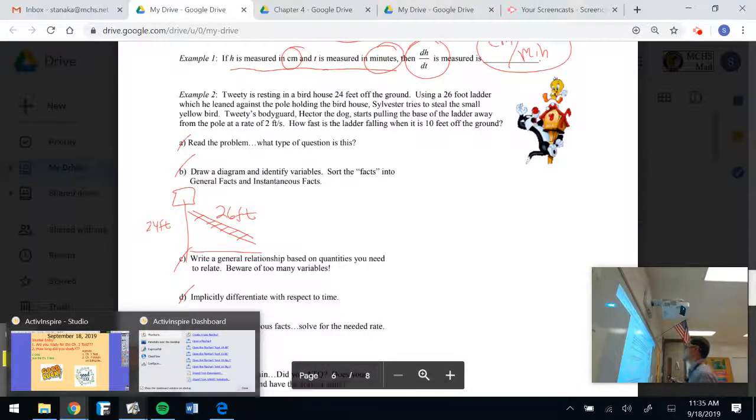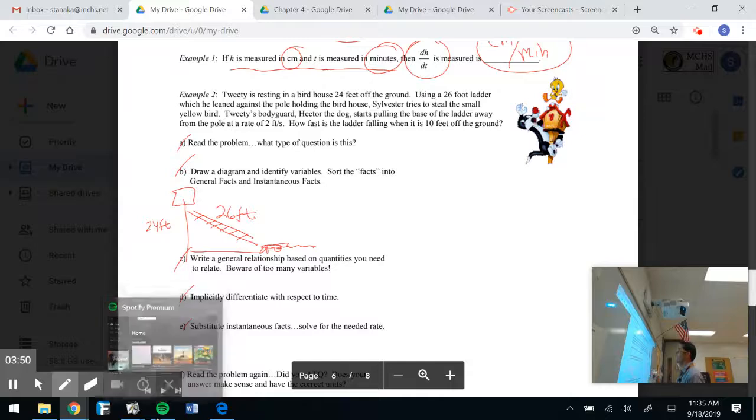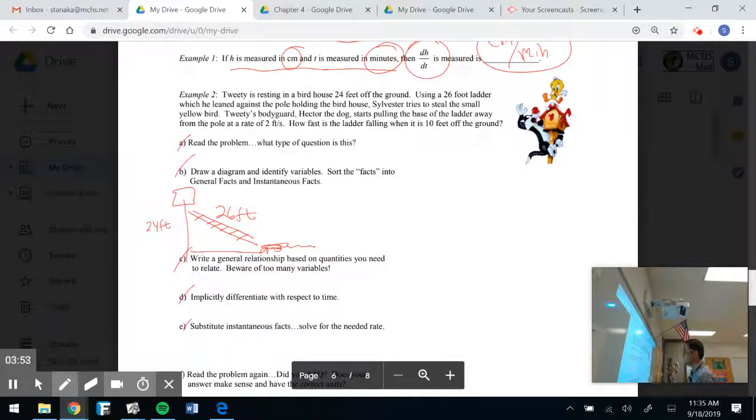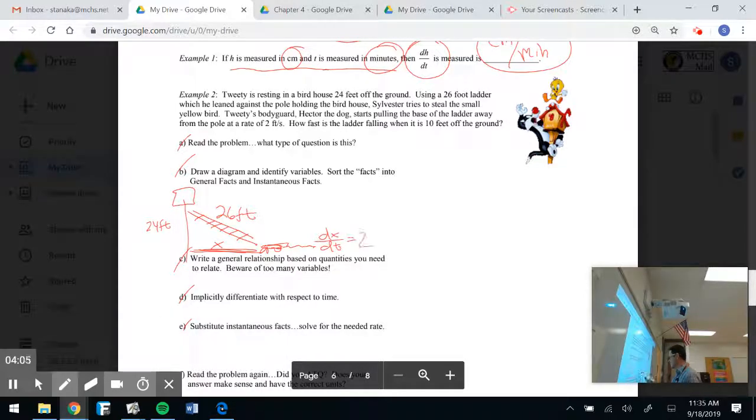Okay, but we got Hector the dog that starts pulling the base of the ladder. So we got this cool little dog here, and he's pulling that ladder away. And he's pulling that ladder away at a rate. So I've got to write something down for that. Well, I've got nothing here, so I'm just going to call that, we usually call that the x-axis. And it's a rate, and it's always with respect to time, right? Because it says feet per second. So I'm going to write dx dt is equal to 2.